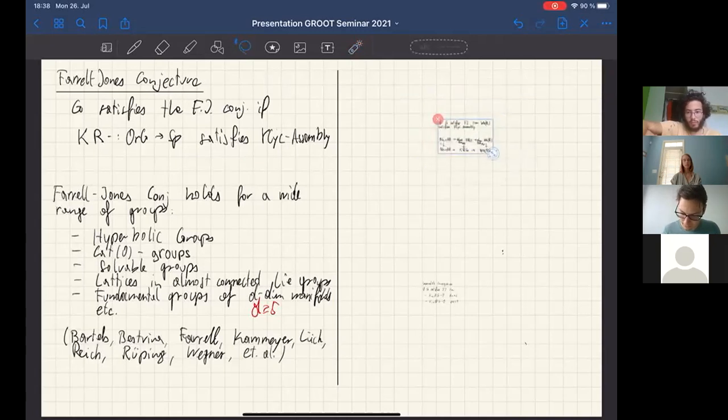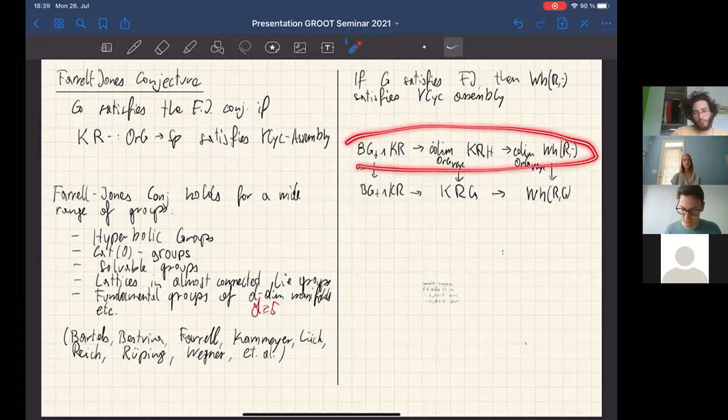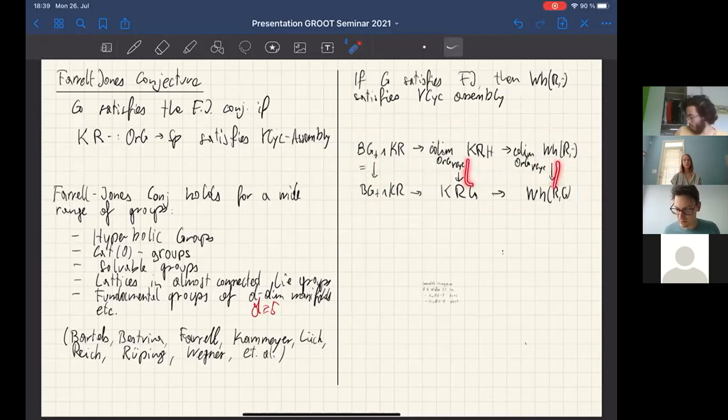And a side remark, because we talked about the Whitehead spectrum before: if G satisfies the Farrell-Jones conjecture, then this Whitehead functor satisfies assembly as well with respect to the family of virtually cyclic groups. And this is basically the 5 lemma. You have those two fiber sequences of spectra. You have an equivalence here. It's the identity. If this is an equivalence, then this is. So it's if and only if, basically.